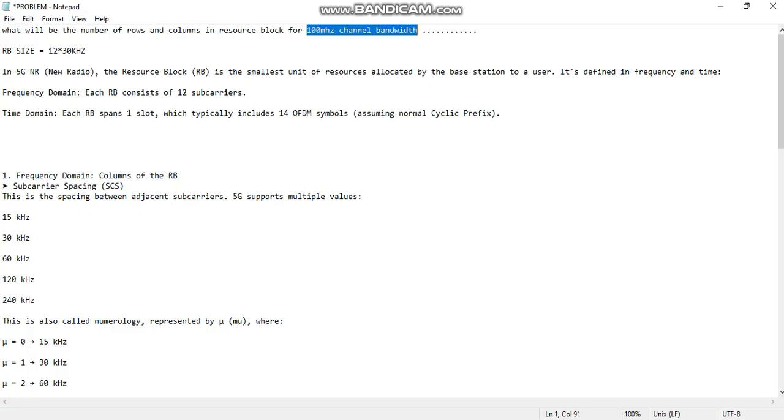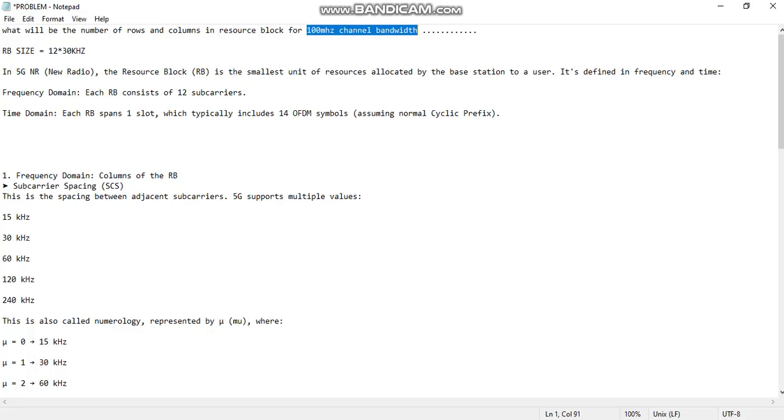In 5G NR, new radio, the resource block is the smallest unit of resources allocated by the base station to a user. It's defined in frequency and time. So this channel bandwidth, we have to convert in terms of resource blocks, which have columns and rows. Columns and rows in the sense of symbols and subcarriers, which are there in the frequency and time domain.